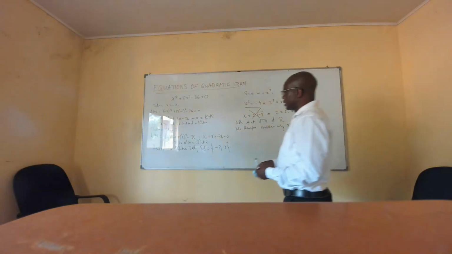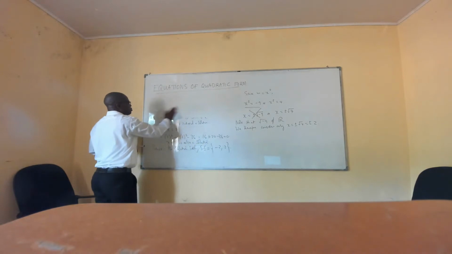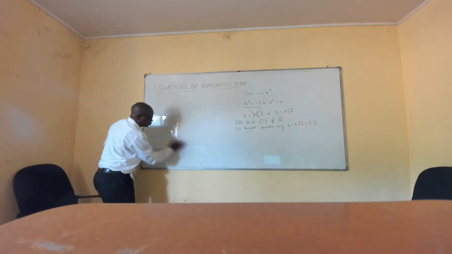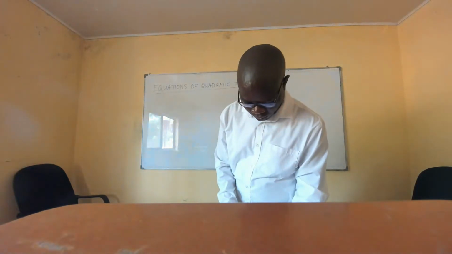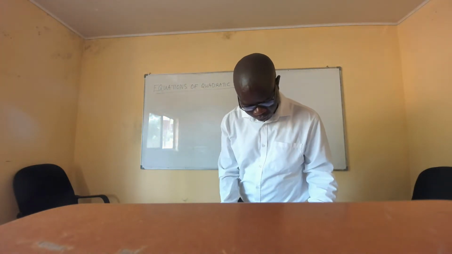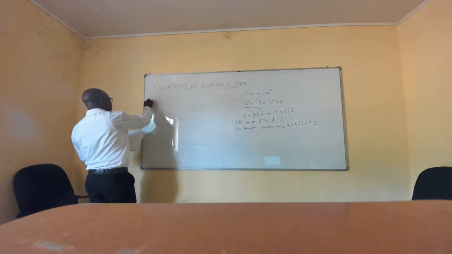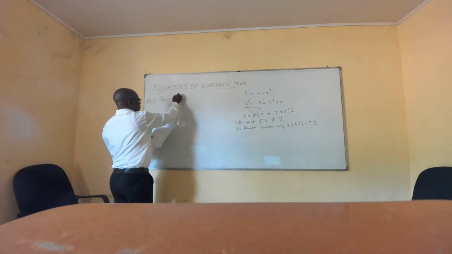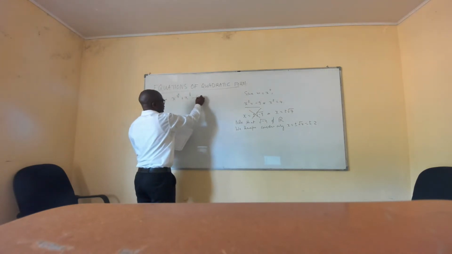We can look at another example. This second example, example 2, says solve x to the power 2 over 3 plus x to the power 1 over 3 minus 6 equals 0.